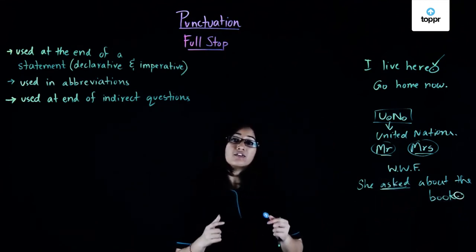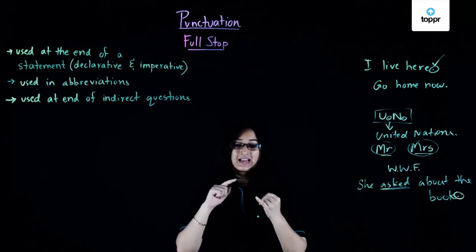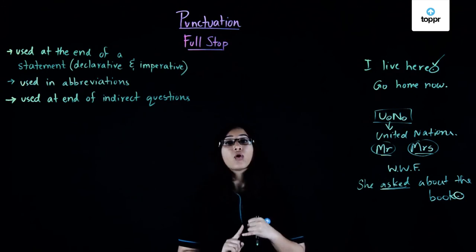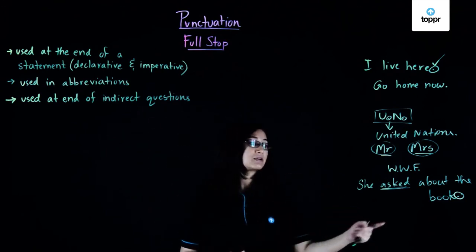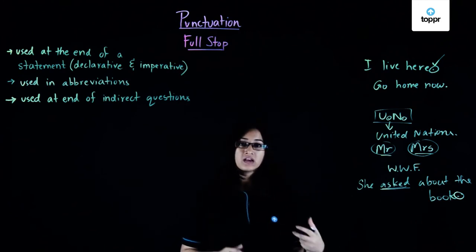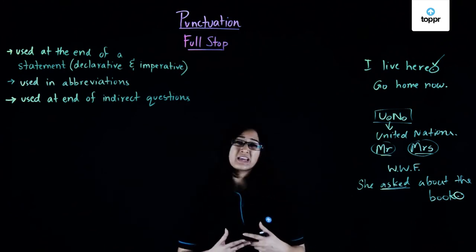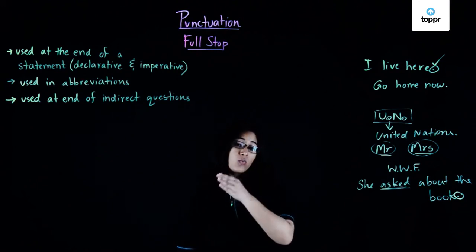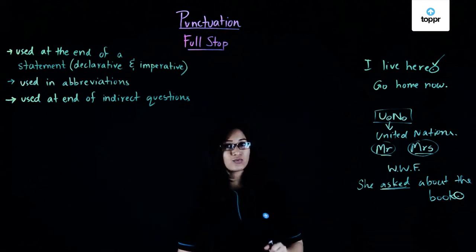So remember, whenever you want to show that you have a complete statement and it is either in the declarative form, in the imperative form, or an indirect question, then you have to end that statement with a full stop. Not using full stops or missing out on the full stops can make reading extremely difficult, and the person who is reading what you wrote will not be able to understand where one sentence ends and the other one starts. So be careful with those dots.